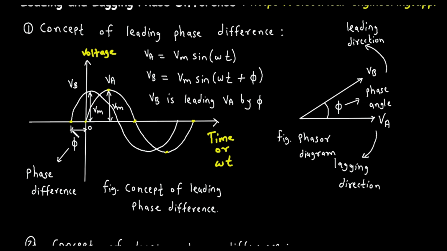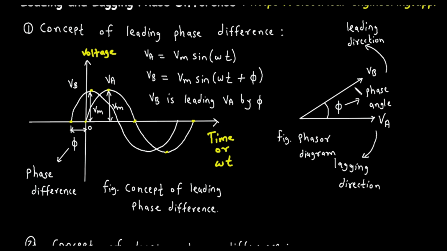Look closely at the graph. You can see that the wave V sub B crosses the 0 point and starts going positive before wave A does. It also reaches its peak value, V sub M, before wave A reaches its peak. Because V sub B is ahead in its cycle, we say that V sub B is leading V sub A. By how much is it leading? It's leading by the angle phi. On the graph, this is shown as the horizontal distance between the starting points of the two waves. This distance is labeled phase difference with the symbol phi. So, the text below the equation summarizes this perfectly, V sub B is leading V sub A by phi.